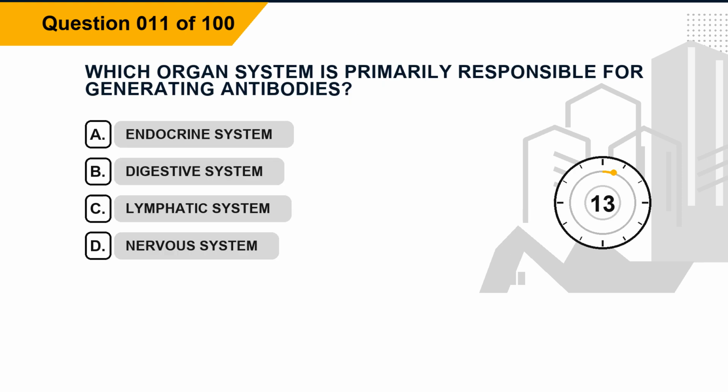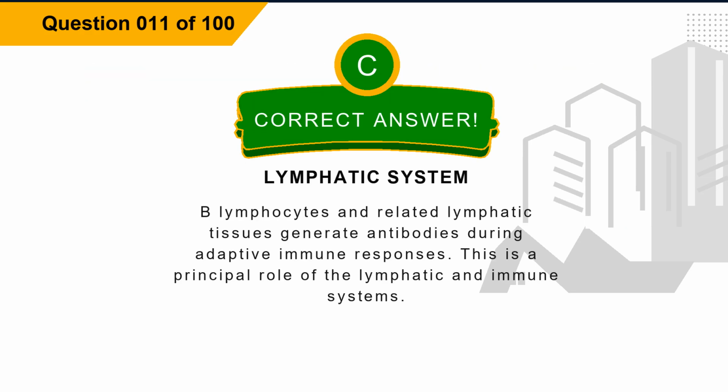Question 11. Which organ system is primarily responsible for generating antibodies? Option A, endocrine system. Option B, digestive system. Option C, lymphatic system. Option D, nervous system. The correct answer is option C, lymphatic system. Explanation. B lymphocytes and related lymphatic tissues generate antibodies during adaptive immune responses. This is a principal role of the lymphatic and immune systems.